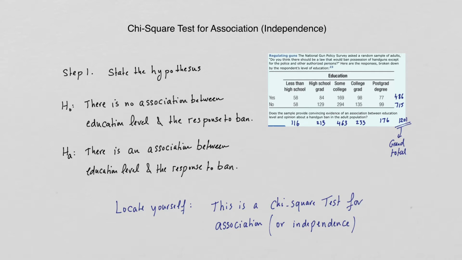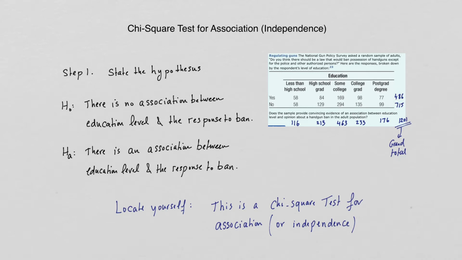Let's say this 213 represents all the high school graduates who were asked the question. Regardless of what they said about the handgun, these are all the people that were asked the question who have just finished high school. And let's say this 715 stands for the number of all the adults that said they don't approve of having a handgun ban, regardless of their educational level. Make sense? So make sure you understand what these 5 and 2 numbers stand for.